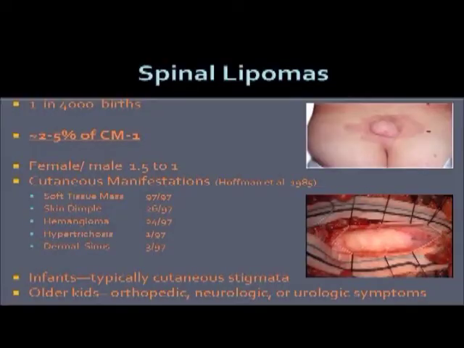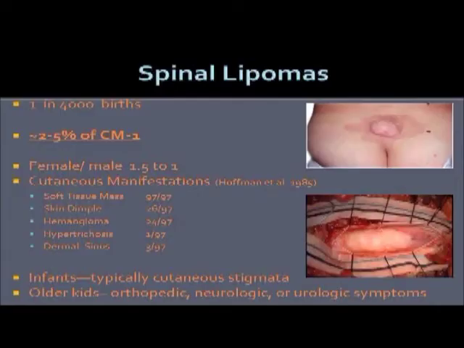For just lipomas in general, male to female ratio a little higher in females. Again, you can see cutaneous stigmata, and so when the physical exam is being done, that's obviously the most important thing probably that we do at the beginning, and you want to look for any soft tissue masses, dimpling, hemangiomas, tufts of hair, or other things on the examination. The bottom picture here on the right is looking at the dura being opened and the lipoma that's sitting on the surface that was ultimately resected.